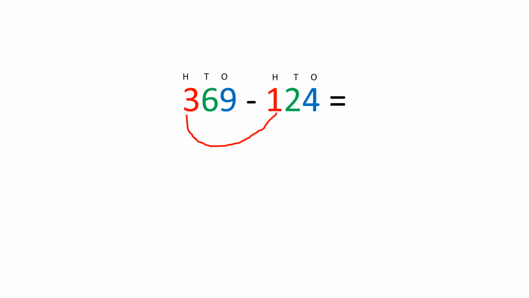First, let's look at the hundreds. 3 hundreds subtract 100 is equal to 2 hundreds. We can do this without regrouping. Next, let's look at the tens. 6 tens subtract 2 tens is equal to 40. We can do this without regrouping. Finally, let's look at the ones. 9 subtract 4 is equal to 5, which we can do without regrouping. Therefore, no regrouping is necessary and we can use the SMILE method.